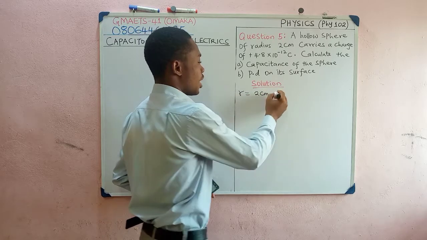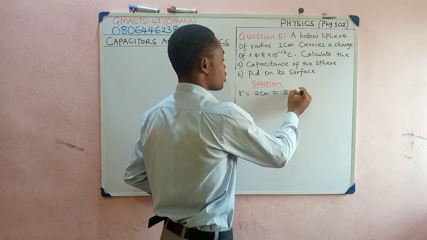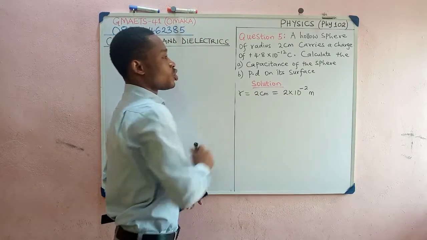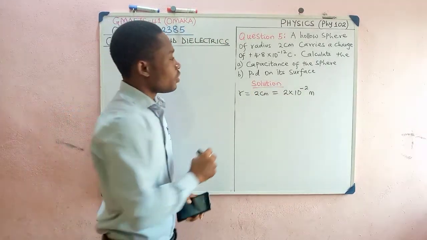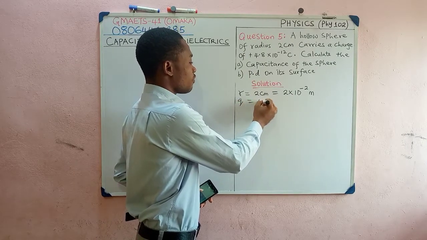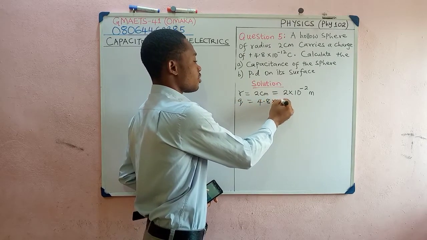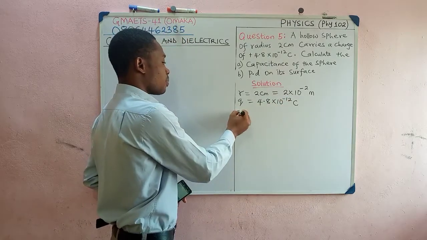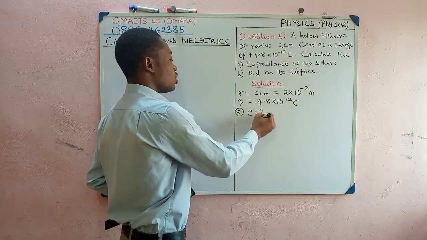This is 2 cm, because 2 cm is the same as 2 times 10 raised to the minus 2 meters, dividing 2 by 100. Then the charge that the sphere carries was given to us to be 4.8 times 10 raised to the minus 12 coulomb. We have to calculate the capacitance, which we don't know.